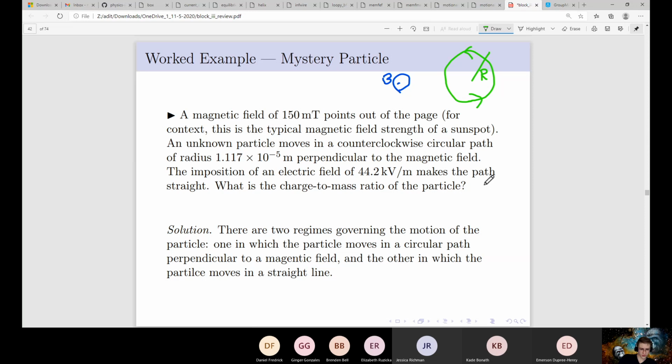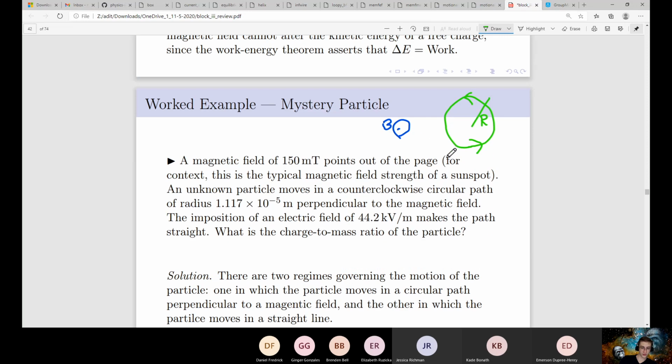So there's two sort of things going on. There's two, I called it regimes for lack of a better word, but there's two regimes governing the motion of the particle. One in which the particle is moving in a circular path, and one in which it's moving in a straight path. So those are completely different scenarios. They have to be treated separately. Let's first look at the circular path thing.